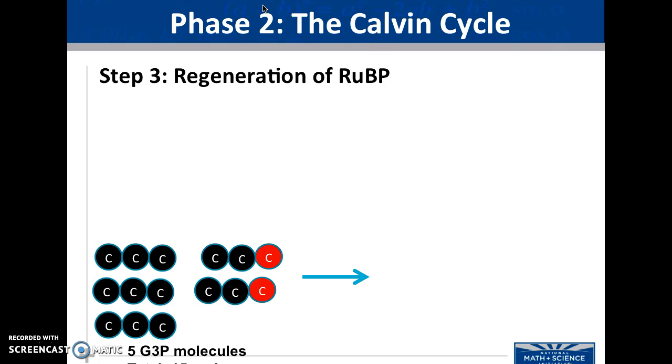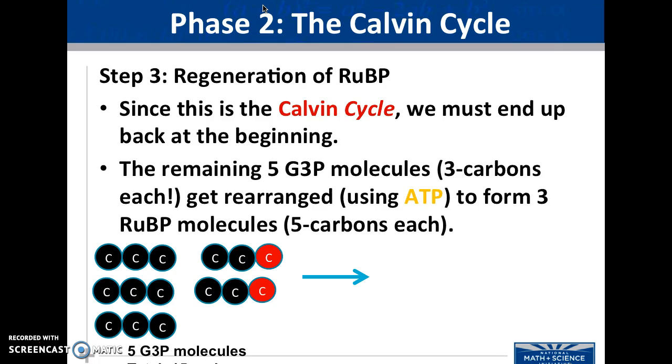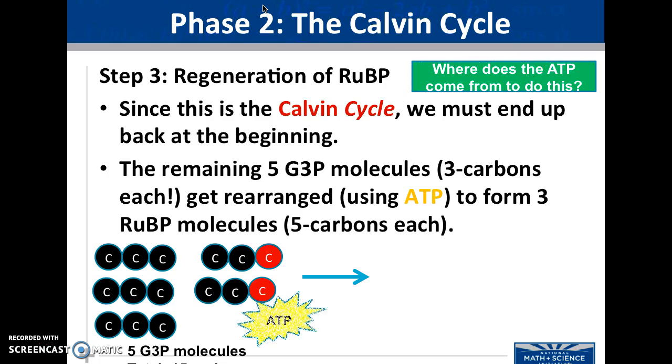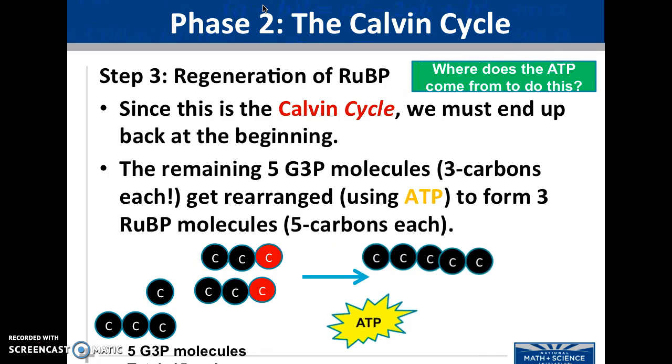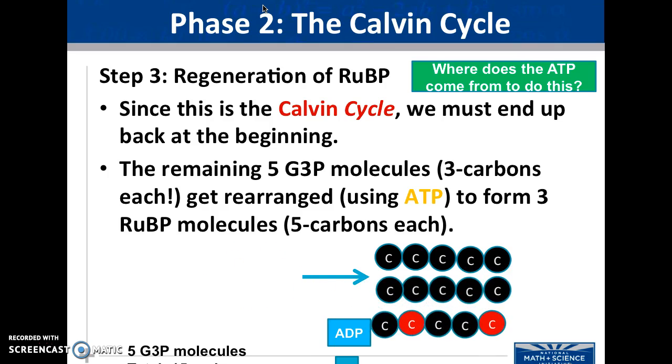Then we need to regenerate our RuBP. Since this is the Calvin cycle, we need to end up back at the beginning. And if we remember, the beginning was 3 5-carbon molecules. The remaining stuff, so we lost 1, remember, to go make our glucose. The remaining 5 G3P molecules are rearranged to form the 3 RuBP molecules. It uses ATP, and we're back at the beginning.